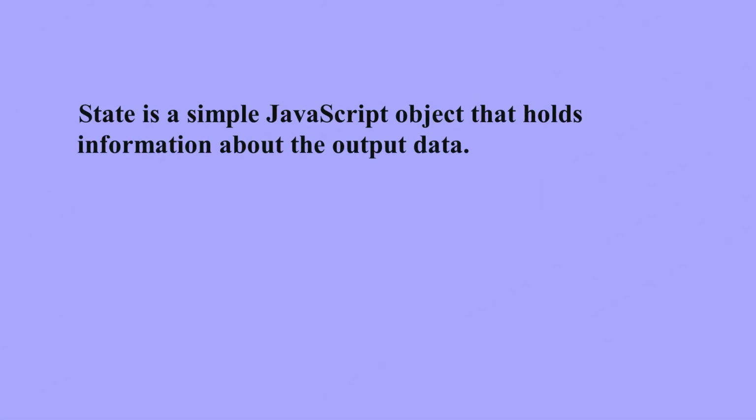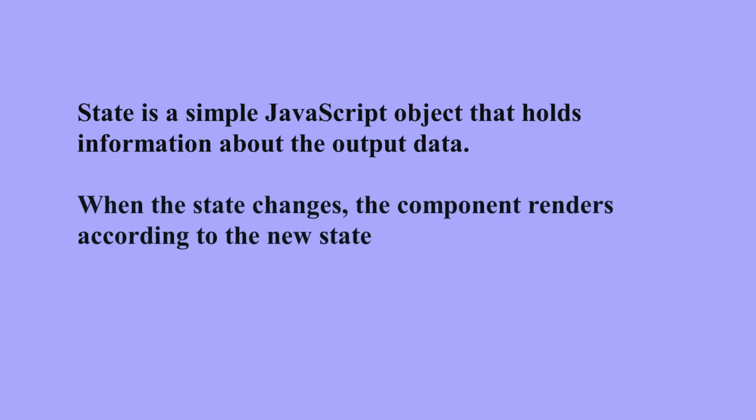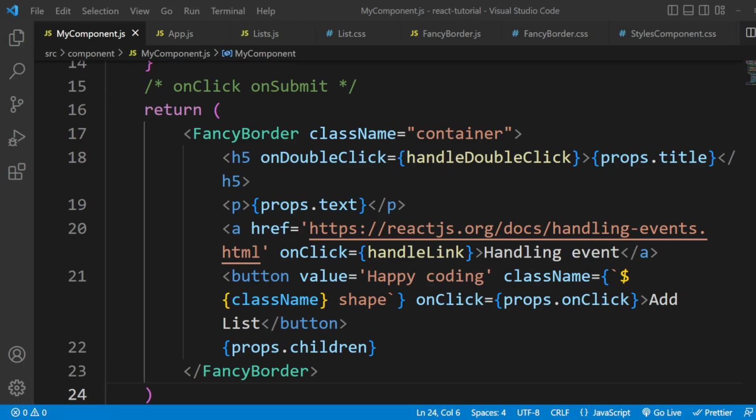First, let me explain what is state. State is a simple JavaScript object that holds information about the output data. When the state changes, the component renders according to the new state. Because regular variables can't change or update their values, you must use state to implement this strategy. States allow you to update data and changes are applied when you apply them. Also take note of the fact that state maintains its independence for each function component even after the component has been called many times. We use stateless and stateful components to develop a React application.